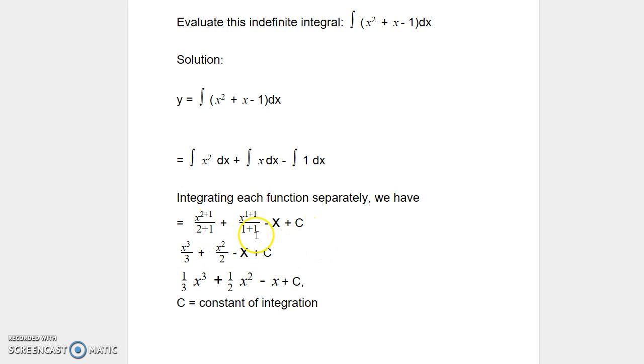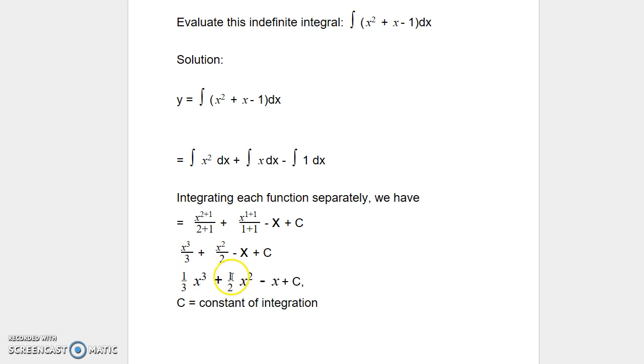So when we simplify this process here, x to the power of 2 plus 1 converts to x to the power of 3, and in the denominator we have 2 plus 1, which is 3. And then next we have x to the power of 1 plus 1, which converts to x to the power of 2, and in the denominator we have a 2, minus x plus c. Now when we simplify this some more, this is our solution.